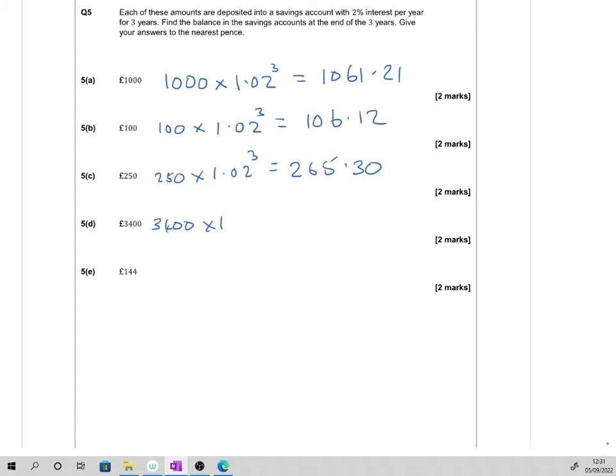3,400 times 1.02 cubed is 3608.11. 144 times 1.02 cubed is 152.81.